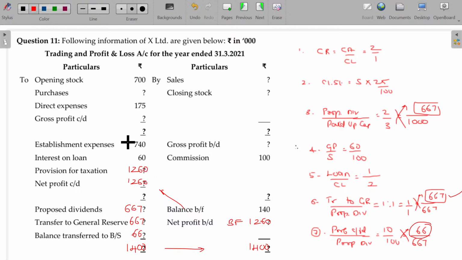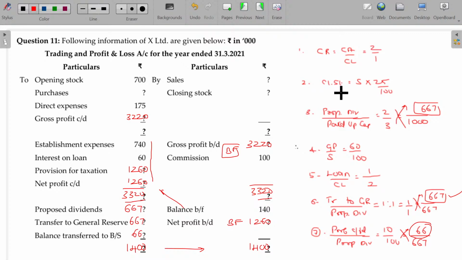By tallying the P&L account, we got the entire details of the debit side. Total the debit side, then 3,320. Gross profit is the balancing figure, 3,220. This is transferred to this place, 3,220.